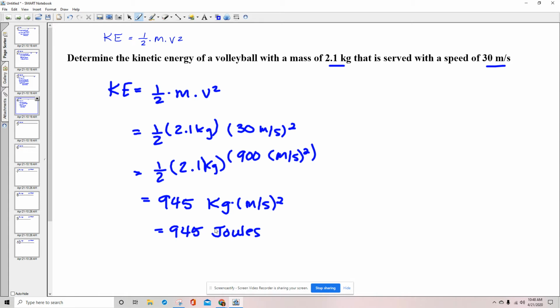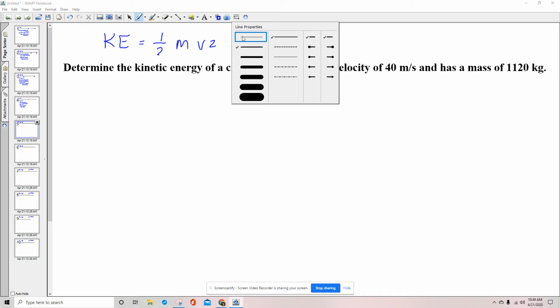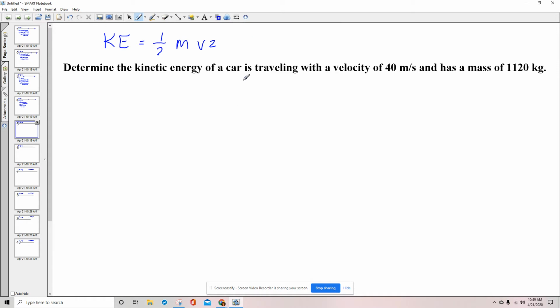Okay, so let's look at another example. The next one reads that we want to determine the kinetic energy of a car that is traveling with a velocity of 40 meters per second and a mass of 1,120 kilograms.